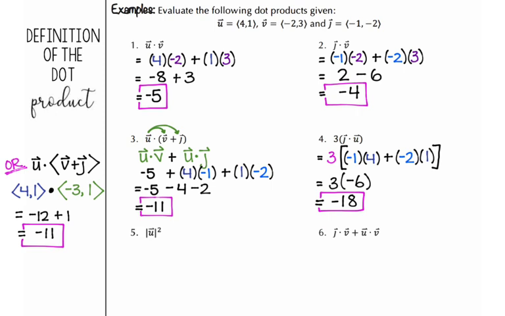In number 5, we've got the magnitude squared, which is just u dot u. So I just do 4 times 4 plus 1 times 1. Remember, this is saying a squared plus b squared, and we end up with 17.